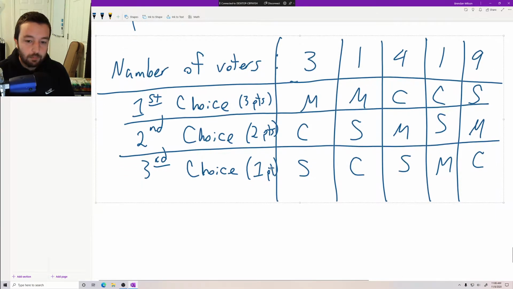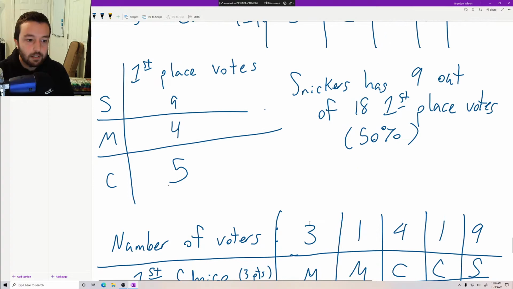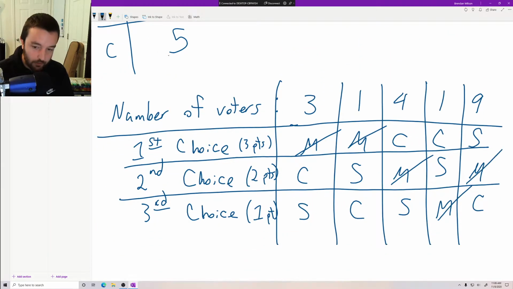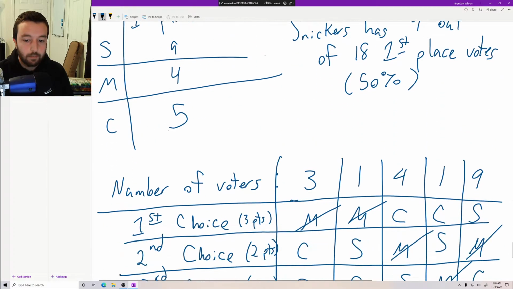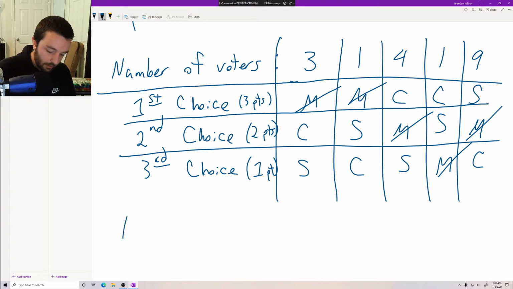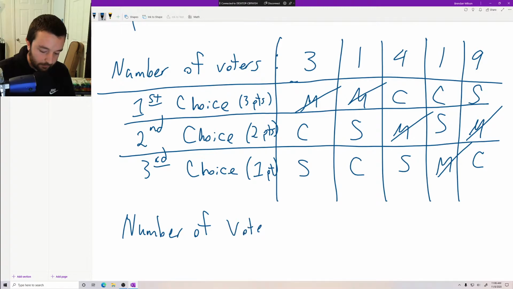So now for the runoff method, we say, okay, who has the least amount of first place votes? And that's Miniatures here. Miniatures has the least amount of first place votes, so we just eliminate Miniatures altogether. We just get rid of them. And then we look at the new preference schedule. Okay, so we have number of votes.